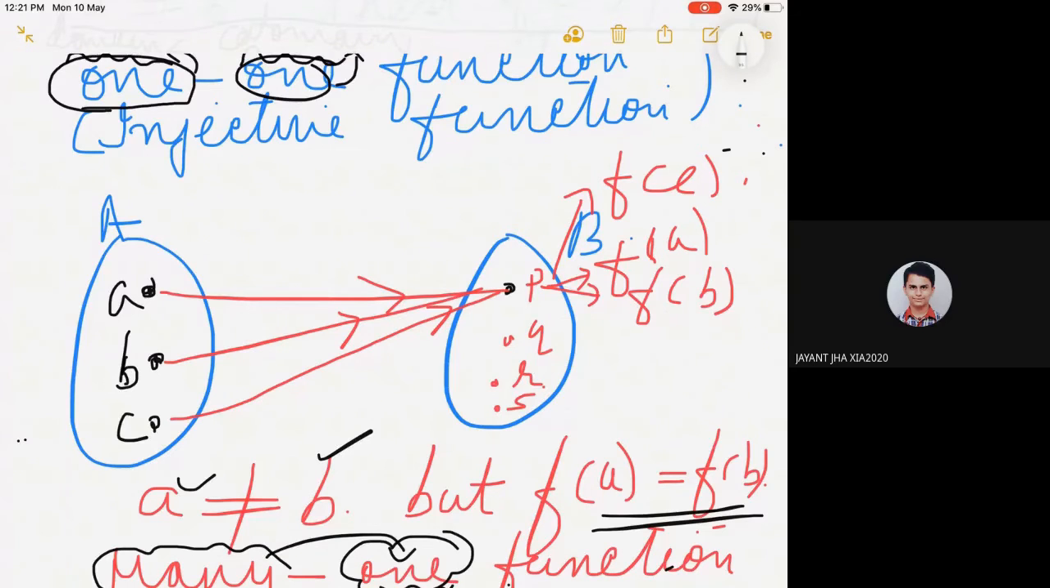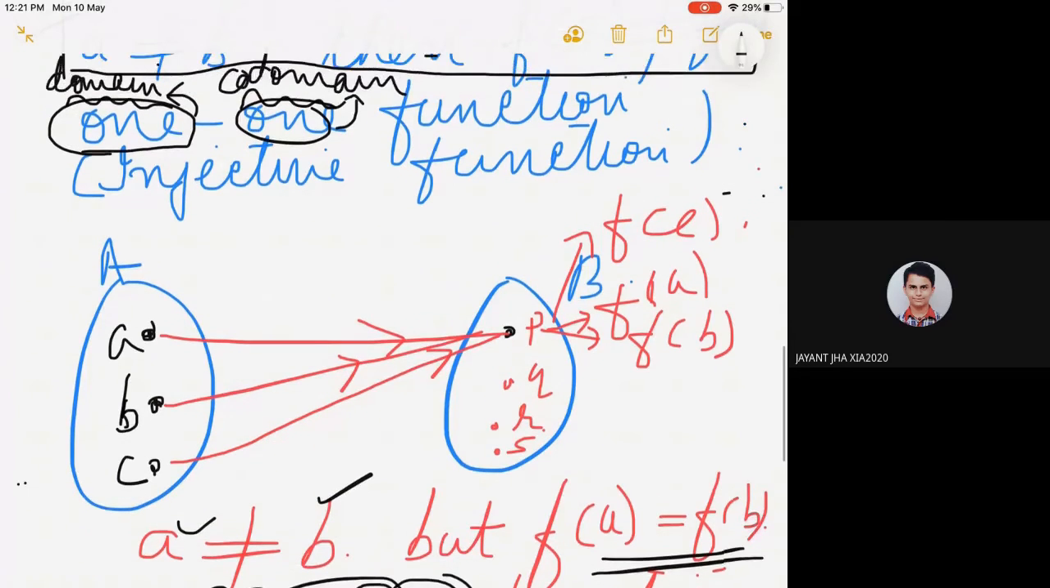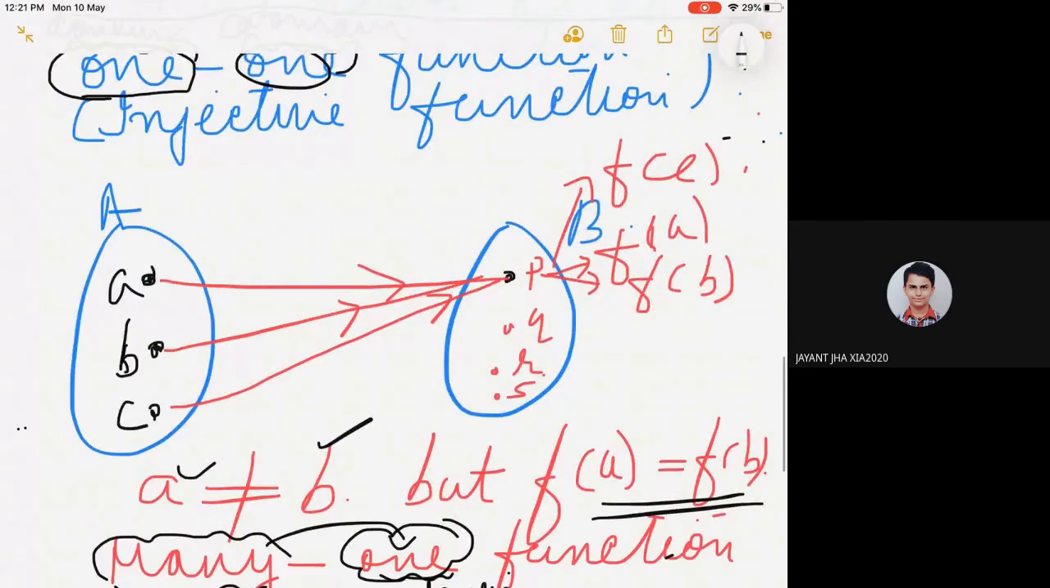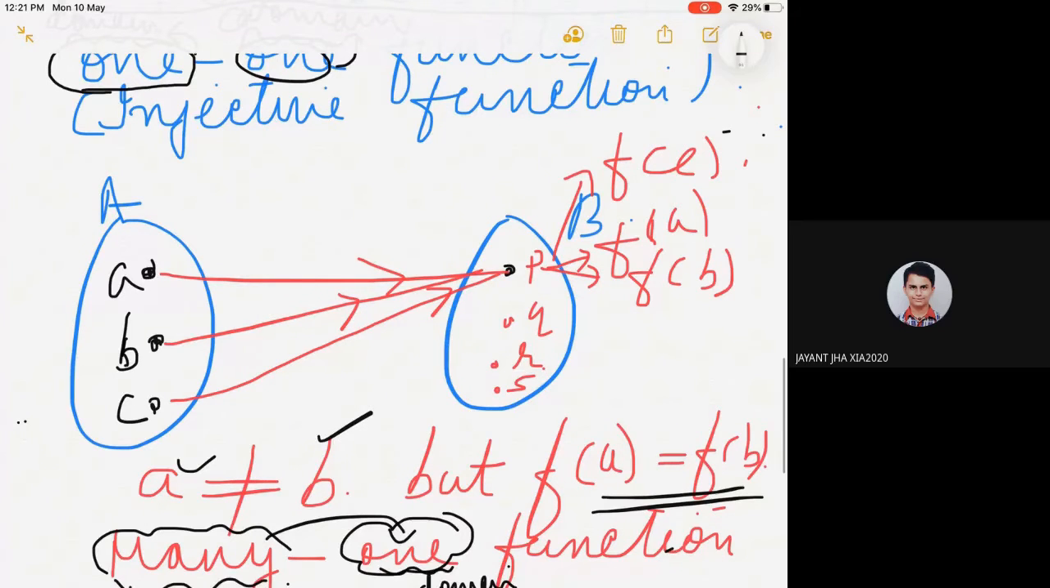Now, the best example from your real life is, see children, 49 or 60 students, 68 students are there in the class, all have got different names, right? So if you take the domain as all the students and the codomain as the numbers starting from 1 to 69, everybody is assigned a roll number, right? So if two people are different, they will have two different roll numbers. That is an example of a one-to-one function.